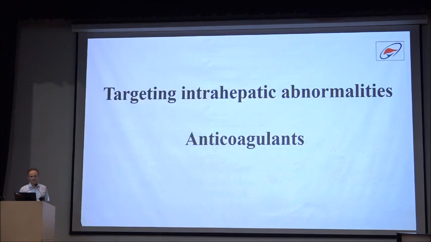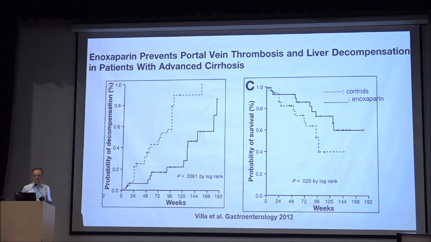Now coming to targeting the intrahepatic abnormalities, the most important among these are the anticoagulants. This is a fairly old study, but a very famous study in which enoxaparin was compared with placebo in patients with advanced cirrhosis, Child B7 to C10. The primary outcome was the prevention of portal vein thrombosis. Enoxaparin was given for 48 weeks, and the primary outcome was analyzed at 96 weeks. It was seen that none of the patients who received enoxaparin had portal vein thrombosis.